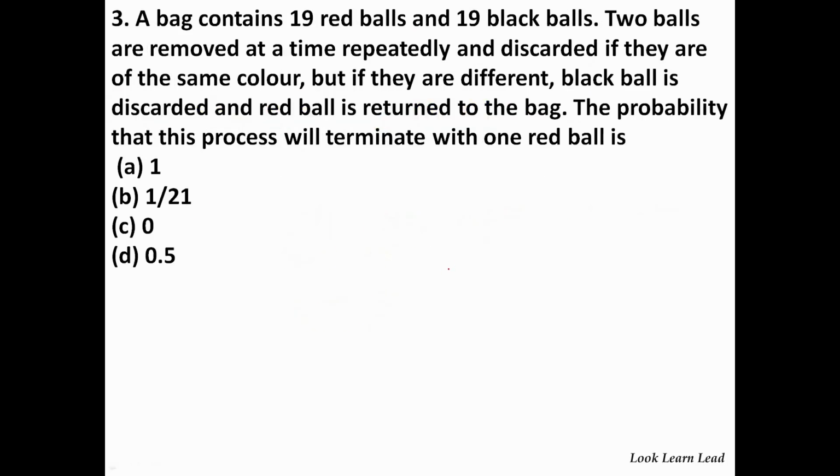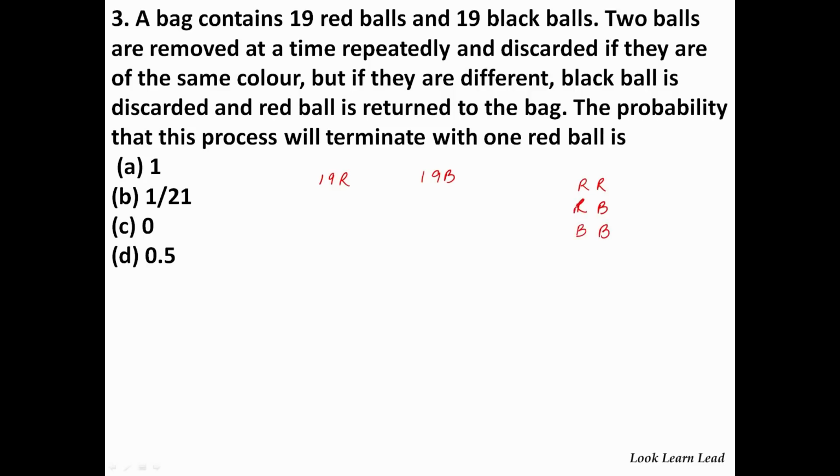Let's move to the next, that is the third. In this, a bag contains 19 red balls, I'll write it like 19R, and 19 black balls. 2 balls are removed at a time repeatedly and discarded if they are of the same color. But if they are of different color, the black ball is discarded. When 2 balls are removed, the combinations can be red red, red black, or black black.